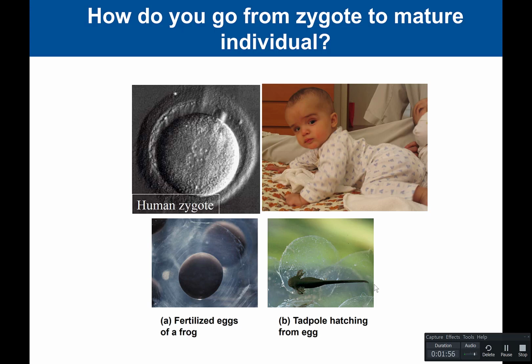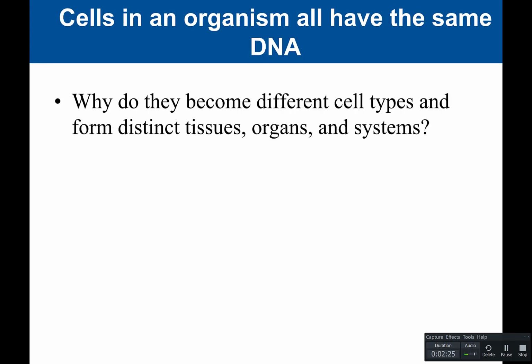Because if you think about it, all the cells in your body have exactly the same genetic information. All of the cells in your body have the same DNA sequences because all of those cells arose through mitosis. Mitosis is making exact copies of cells. So if all of the cells in your body have the same DNA, what makes two cell types be different? And so that's what we're going to look at. So how do cells become different cell types to form distinct tissues, organs, and systems?